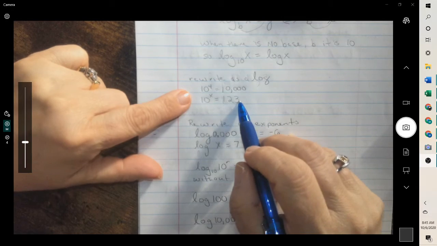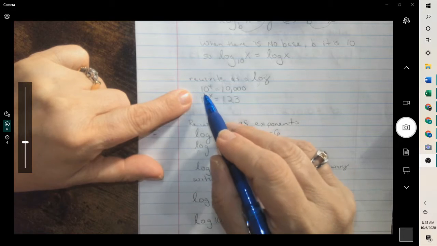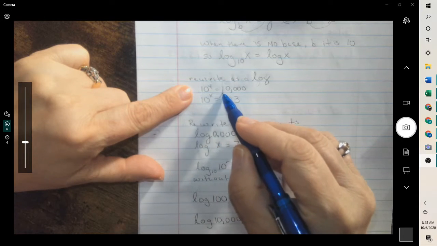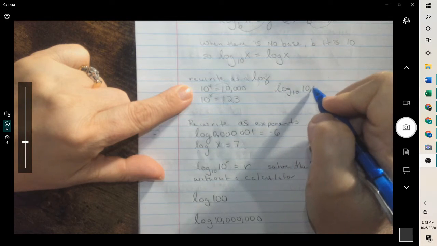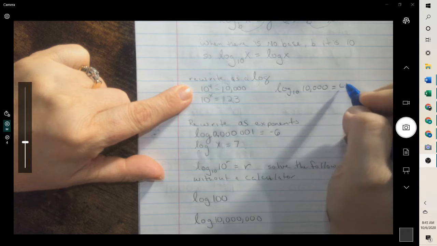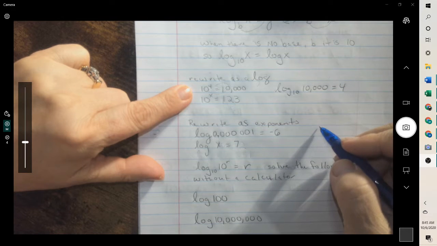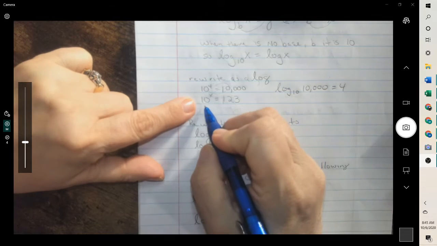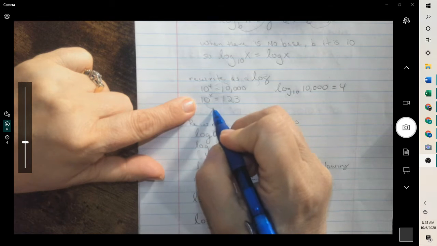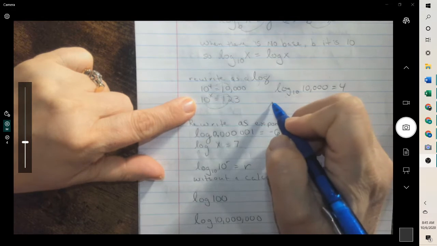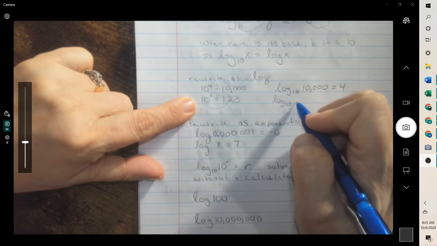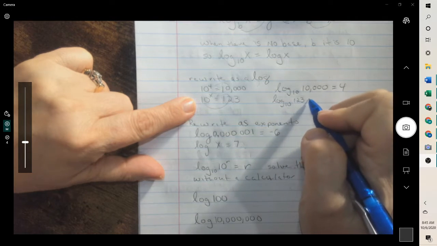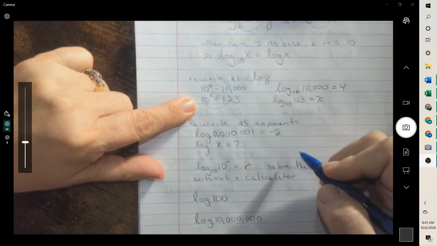So if we look at these, we want to rewrite them as logarithms. Start with the base and loop around. So log base 10 of 10,000 equals 4. Here, starting with the base and looping around, log base 10 of 123 equals x.